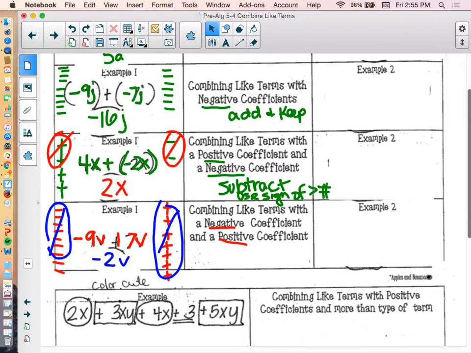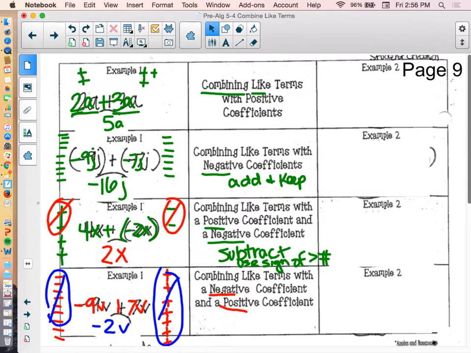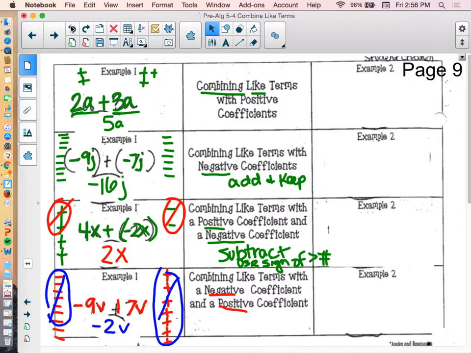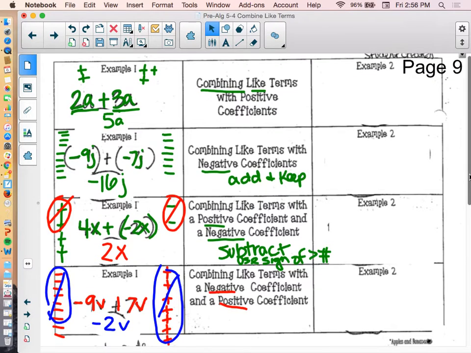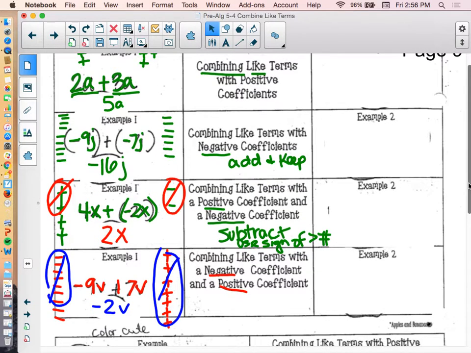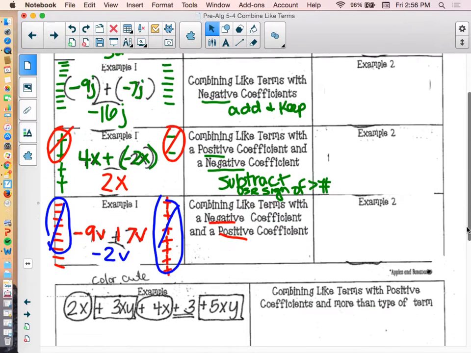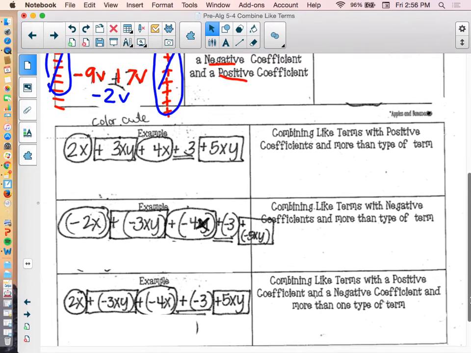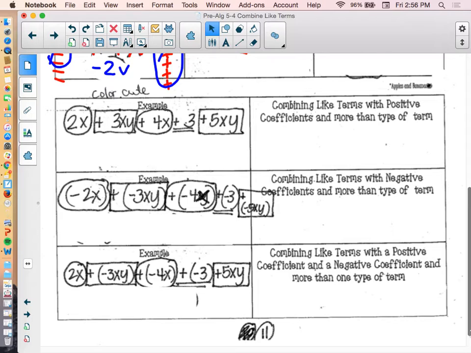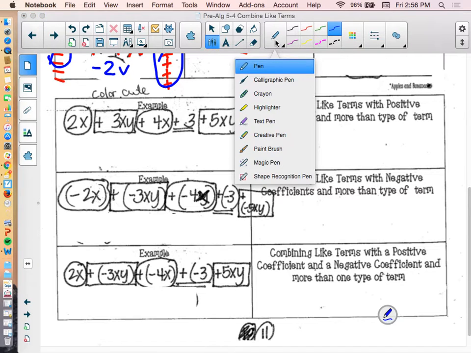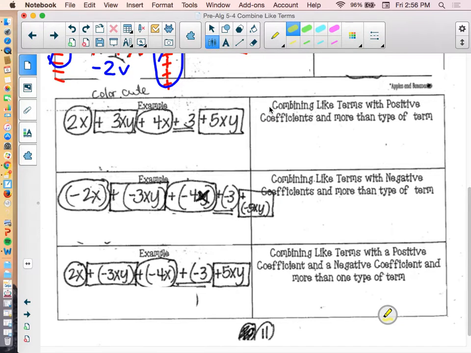Your turn. Please go to this side and create your own. So write an example and then write a simplified form. Make sure you follow the format of what it's asking you to do. At the bottom of the page, please copy these problems down. We are going to color code this. I have the benefit of being able to use a highlighter. If you want to use colored pencils or a highlighter yourself, that would be great.